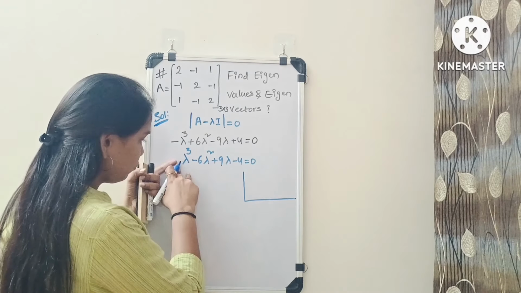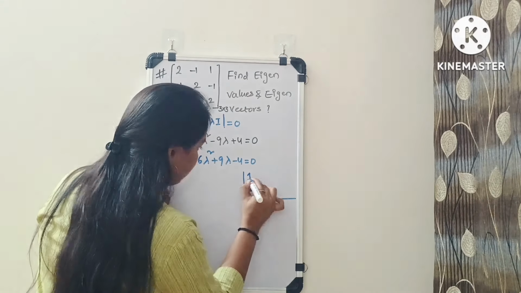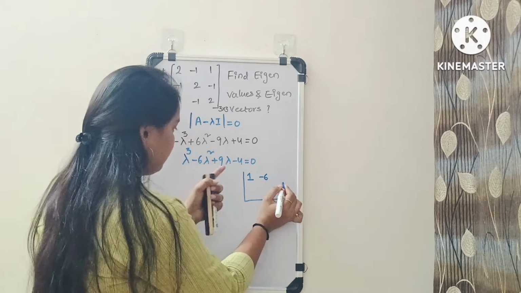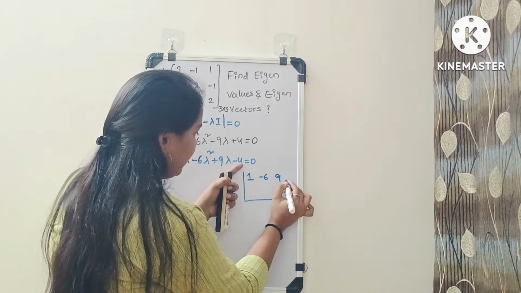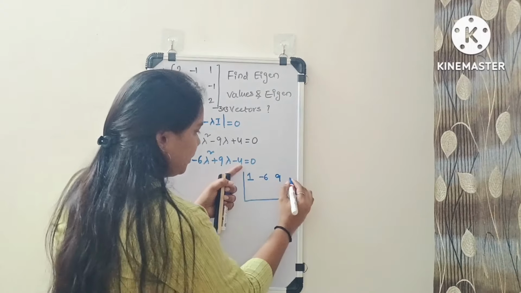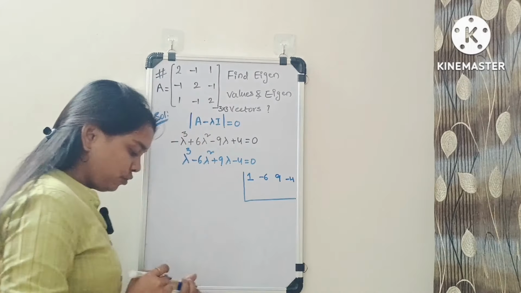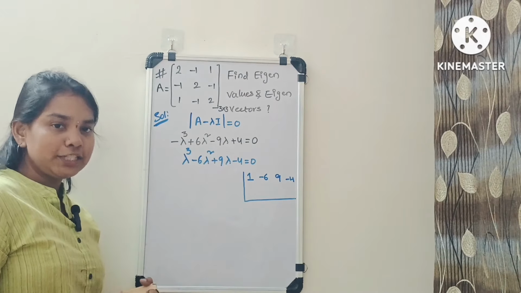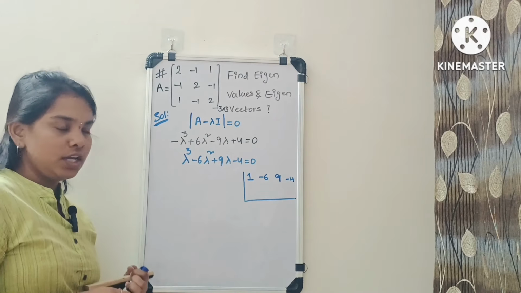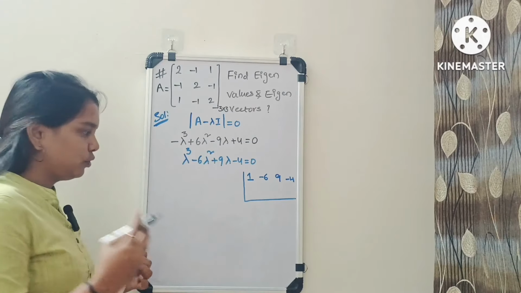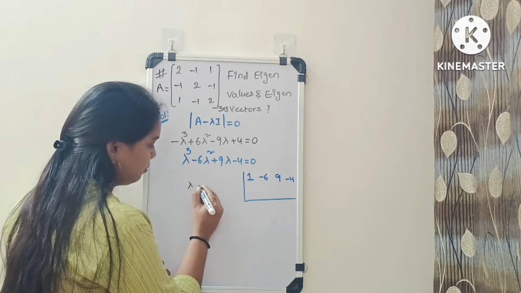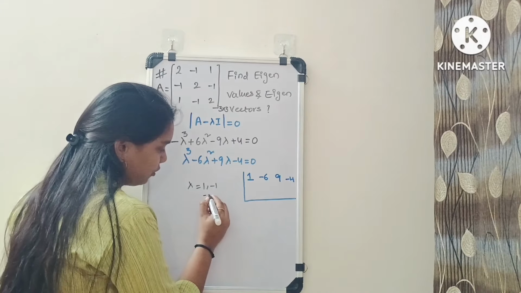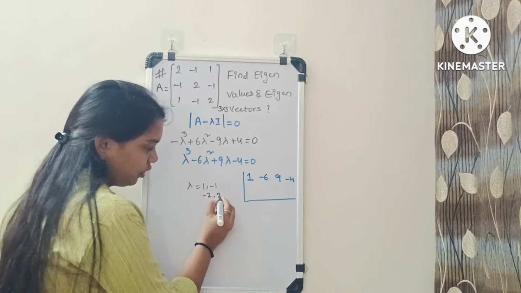Here the lambda cube coefficient is 1, the lambda square coefficient is minus 6, the lambda coefficient is 9, and the lambda power 0 coefficient is minus 4. So whenever we have power 3, we have to use this method for finding the roots of this equation. We have to find the solution. Mostly the solution will be lambda equal to 1 or minus 1. If it is not there, then we have to go through minus 2 or 2.